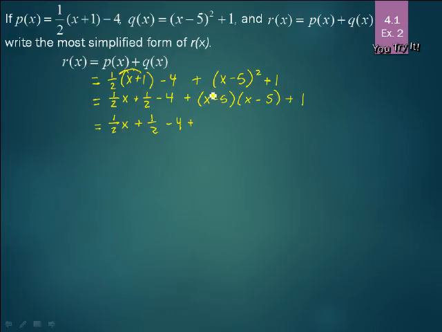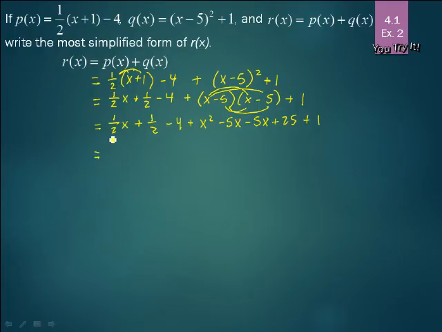So multiplying the first two terms first, x times x is x squared. Then x times negative 5 is negative 5x. Negative 5 times x is negative 5x. And negative 5 times negative 5 is positive 25, plus 1. So now let's go ahead and combine all of our like terms.